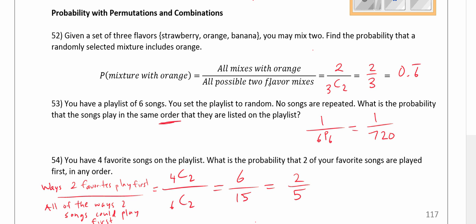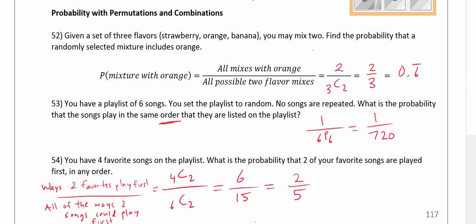All possible flavors, where you're going to mix 2 of these, is going to be 3 things in combination taken 2 at a time. Combination, because we don't care what order those ingredients go into our mix. I mean, it could be orange, banana, banana, orange. It wouldn't matter. Okay, so all the mixes that included orange were 2. All the possible mixes, 3C2, which gives us 3. So in other words, our probability is 2 divided by 3, or 0.6 repeating, or 66.6% chance of that happening.